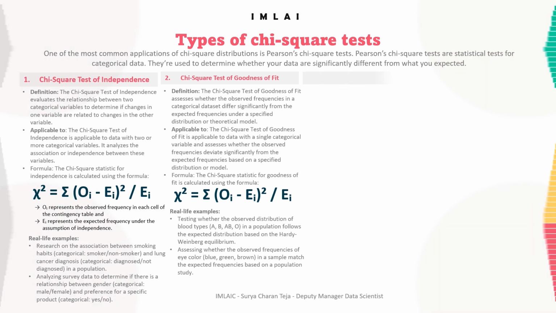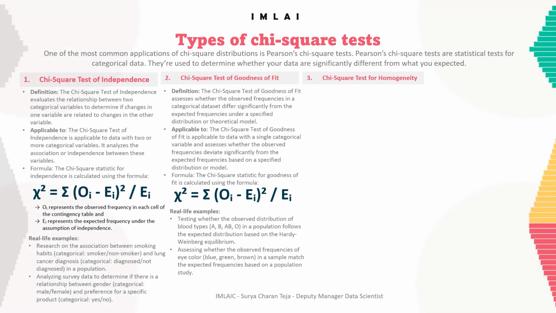So now let's look into the third type of chi-square test, which is the chi-square test for homogeneity. The chi-square test for homogeneity is a statistical test used to determine whether the proportions or distributions of categorical variables are the same across multiple groups or populations. It assesses whether there is evidence of heterogeneity or differences in the distribution.